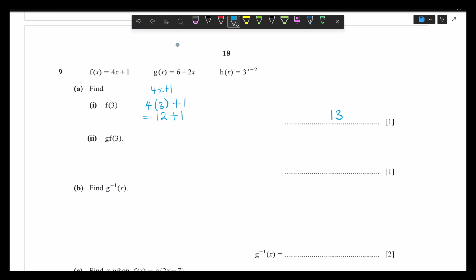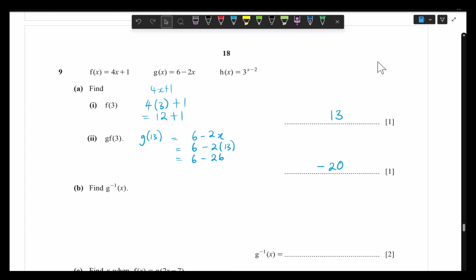And then part 2, we have a composite function, g of f of 3. We've already found f of 3, which was 13. So we're going to say g of 13, and our g is 6 minus 2x, which is going to be equal to 6 minus 2 multiplied by 13, which is our x, and we have 6 minus 26, giving us the final answer as minus 20.